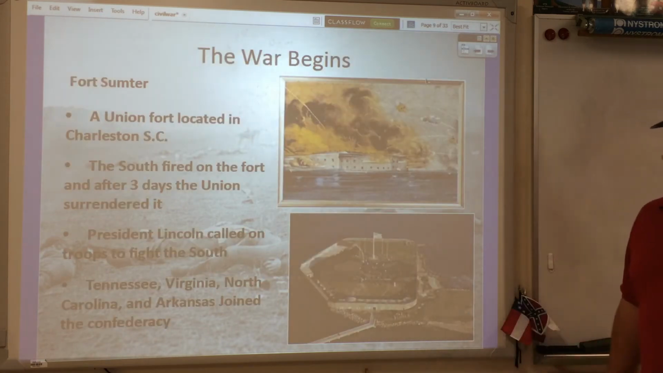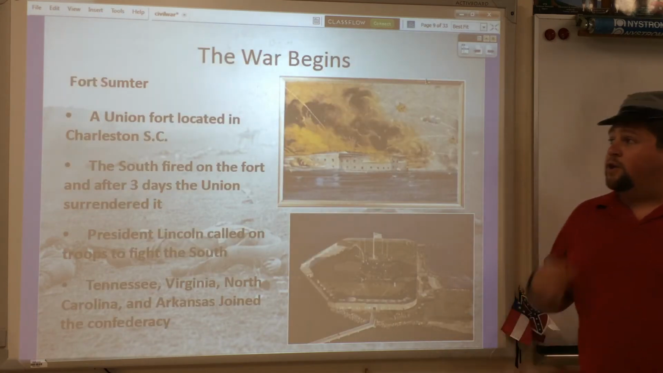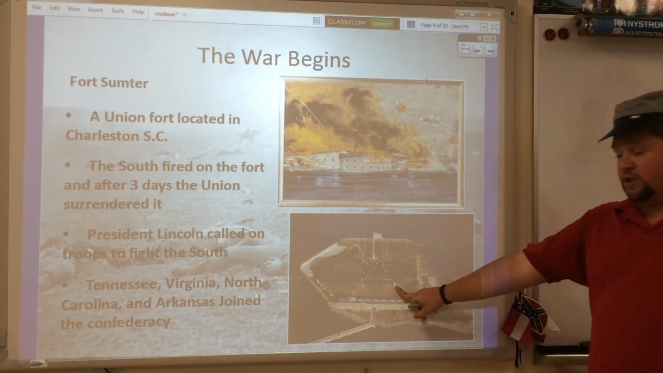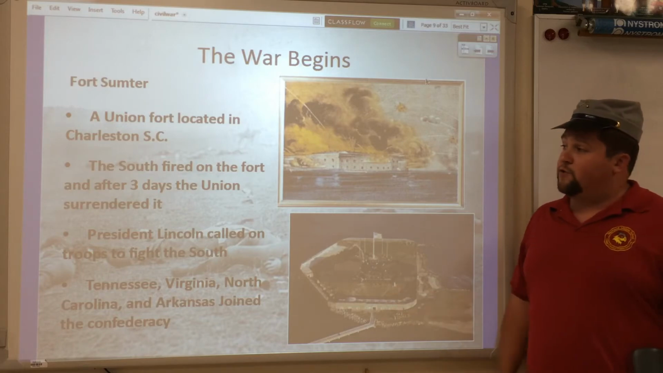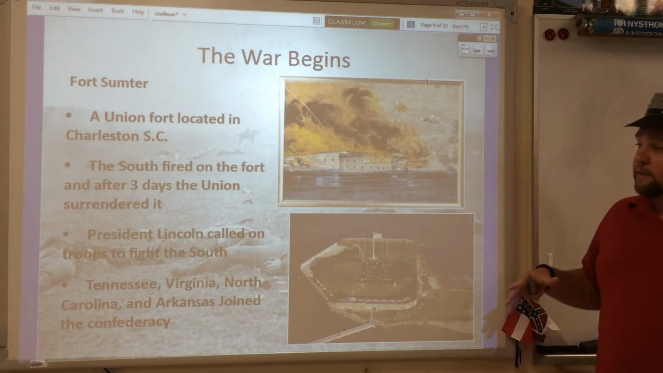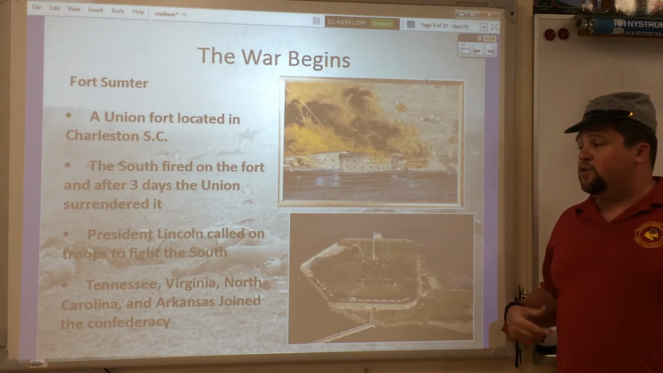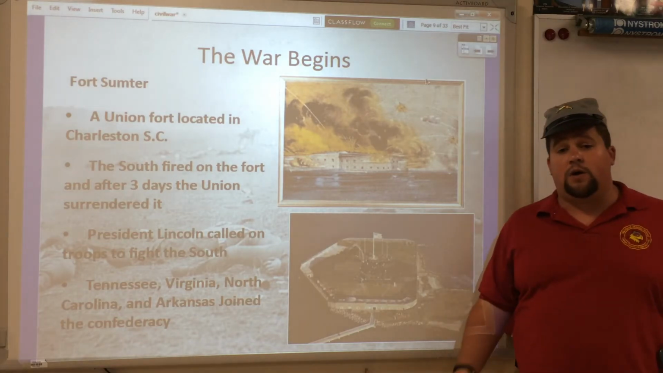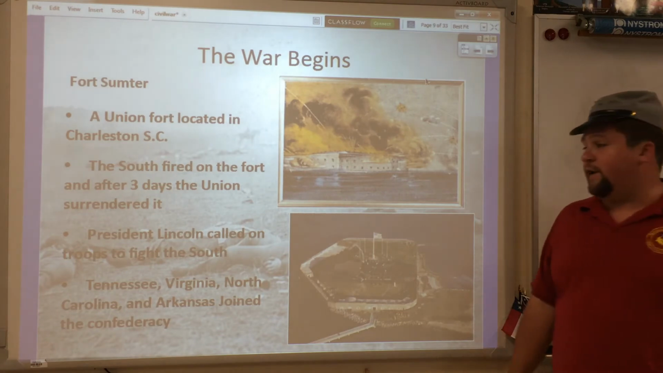So the war begins, and it begins in Fort Sumter. Fort Sumter is a Union fort that's located in the harbor of Charleston, South Carolina. That's a current day picture of it. You can go there and they give tours still. The South fired on the fort, right? After 3 days, the Union surrendered it. So eventually the North says, you know what, we can't take this bombardment anymore. We're just going to turn this fort over to the Confederates.